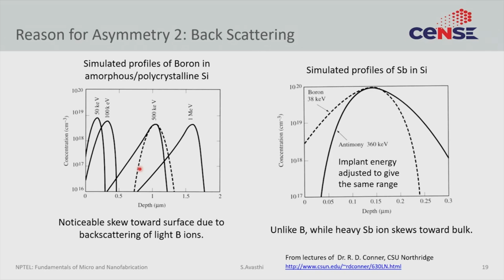The problem is actually completely inverted in the case of antimony, where antimony is now the heavier atom. So, now imagine you are shooting billiard balls at a lattice of ping pong balls. The billiard ball is very heavy, so it will knock the ping pong ball off its place, and that is what you see in the profile. If boron is biased towards the front, antimony is biased towards the back, and this effect is magnified at higher energies. So, if you are doing dopants at very high energies, say 500 kilo electron volt or 1 million electron volt, then you have to be careful about backscattering.